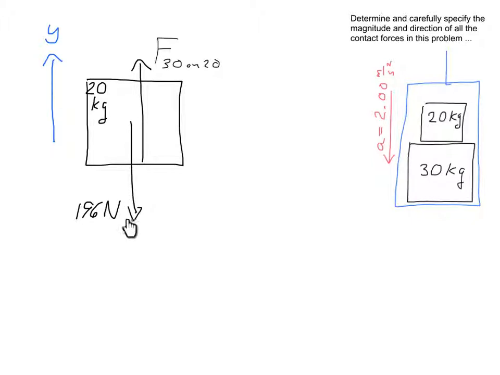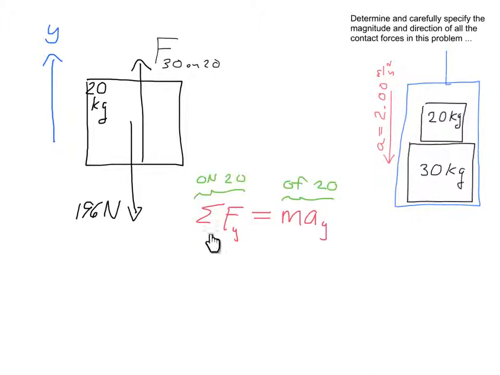This 196 newtons, that's 20 kilograms times 9.8 meters per second per second. That's the Earth's gravitational force on this box. And this here is representing the force that the 30 kilogram block is exerting upward on the 20 kilogram block. I've labeled it this way, with the arrow indicating the direction and then this magnitude representing the amount, F30 on 20. Now, the whole purpose of this free body diagram is just to write out Newton's second law and apply it. So let's do that.